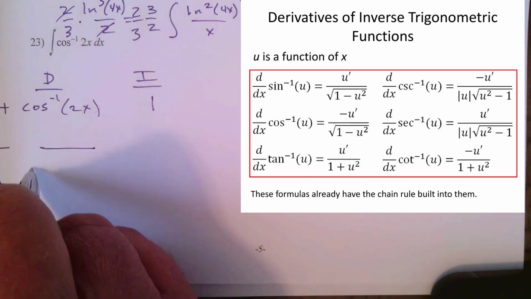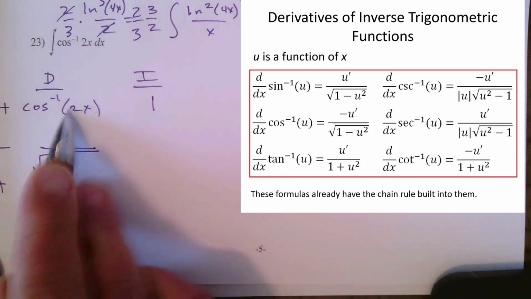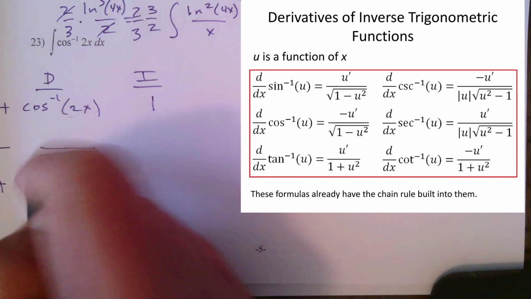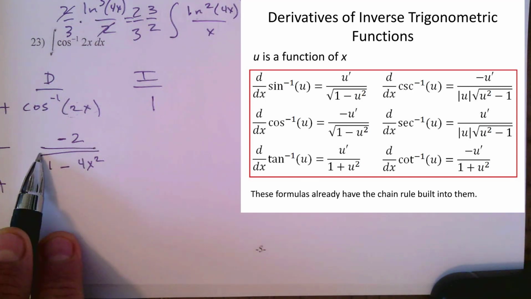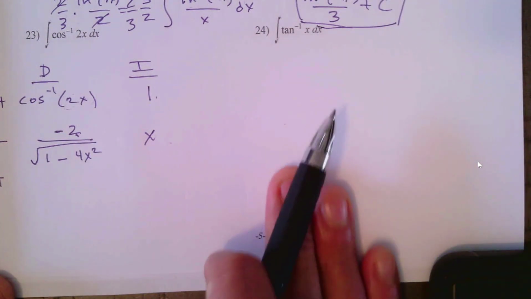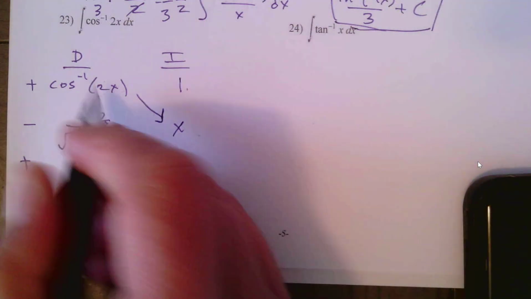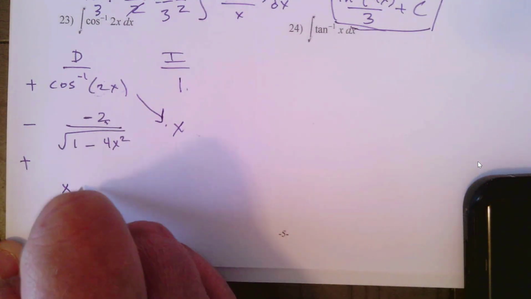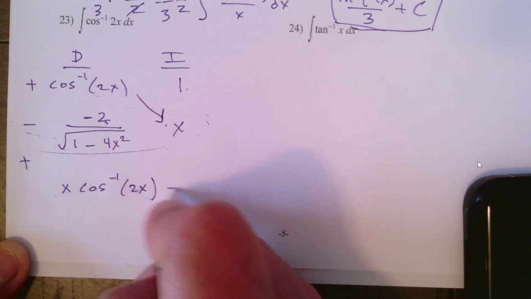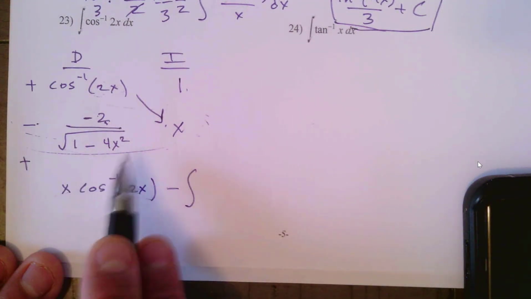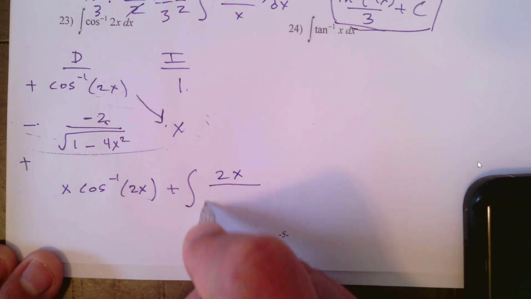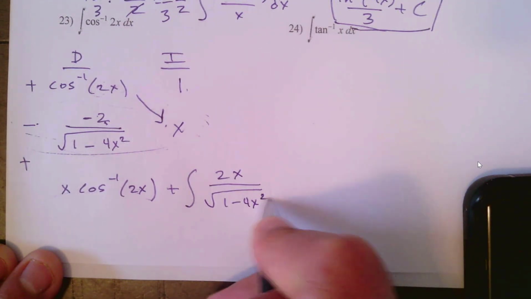On the bottom, it's going to be the square root of 1 minus this thing, u squared, which is going to be 4x squared. And then du, it's going to be negative 2 on the top. So again, this just comes from the formula. The integral here is just going to be an x. Now you have to realize that this is going to be something that we can integrate. So our answer is going to be this times this, which is x inverse cosine of 2x. And then we're going to subtract off this integral, minus the integral of negative times negative. We can make that into a positive. We got 2x on top, 1 minus 4x squared on the bottom, dx.